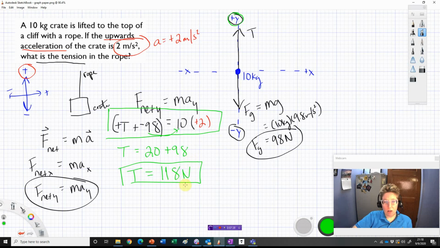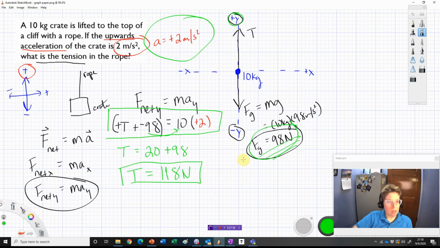Check on the magnitude. Does this make sense? This rope is basically doing 2 jobs. It's just holding up against gravity, but it's also making this thing accelerate upwards. So I should have a force that's bigger than what I would need just to counteract gravity. So that makes sense. Now that's about all you can really check. Just does it make sense?